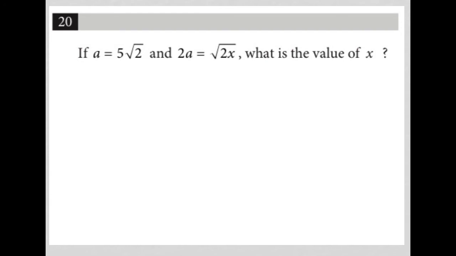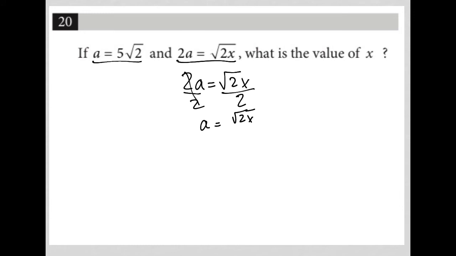The next question, a equals 5 root 2, and 2a equals square root of 2x. Again, these are technically equations. This one, 2a equals root 2x, can actually be simplified, right? Because I can divide both sides by 2 in order to solve for a, so a equals root 2x over 2.